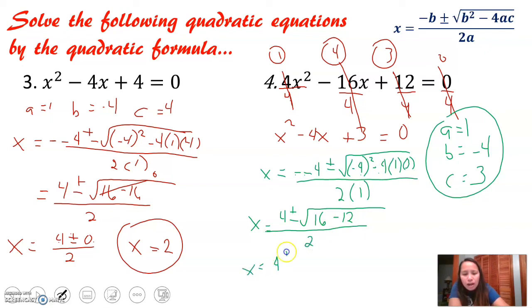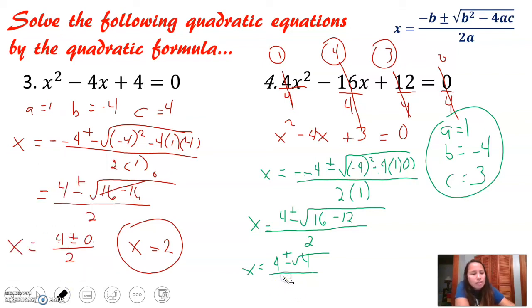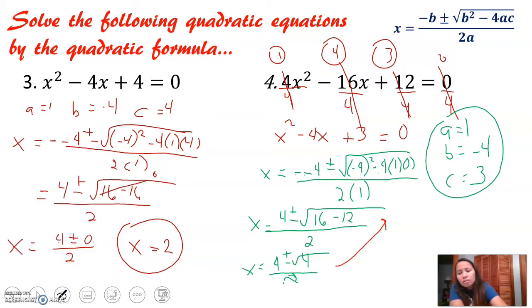Now, I have to get rid of my square root. 16 minus 12 is 4. Now, the square root of 4 is what? That's actually 2. So we have x equals 4 plus minus 2, because the square root of 4 is 2.